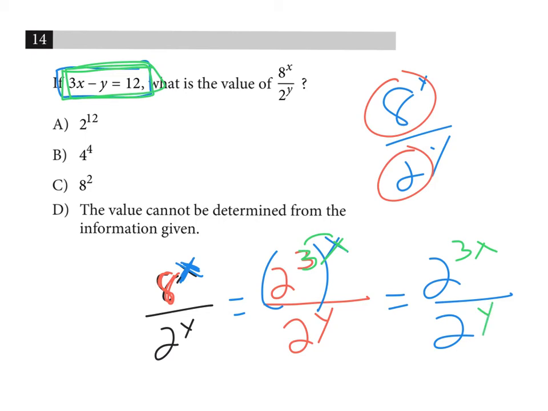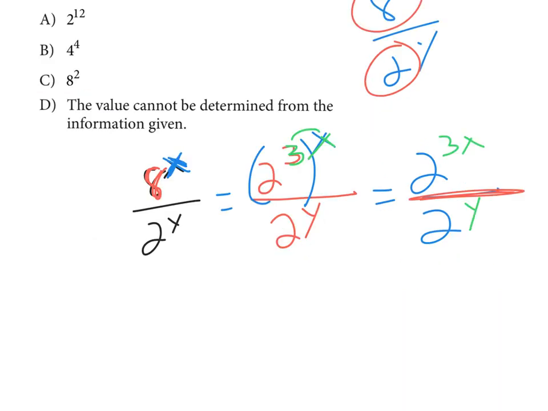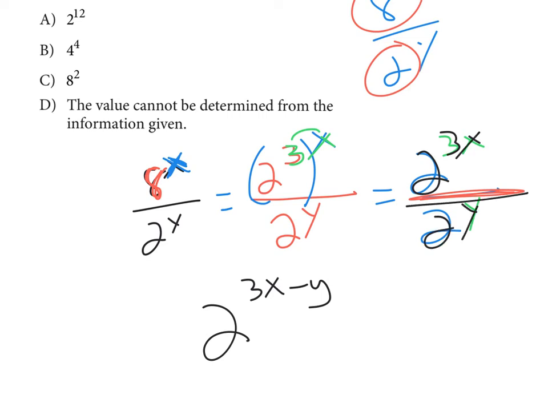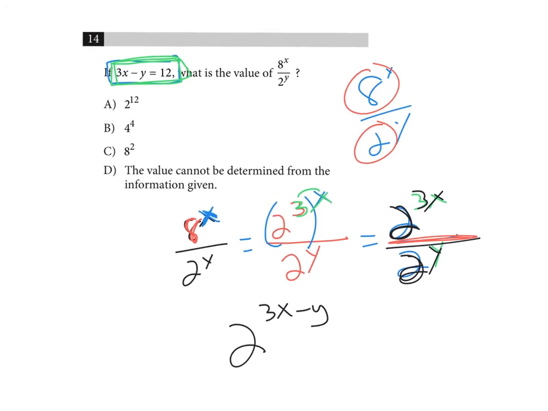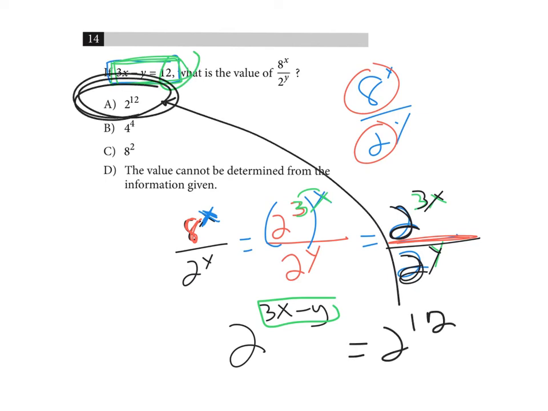And then here the exponent rule says when you're dividing, you subtract the exponents. So this here is the same as 2 to the 3x minus y. 2 to the 3x divided by 2 to the y. When you're dividing, you have the same base 2. You keep the base and you subtract the exponents. So here's where that 3x minus y comes in. Since they tell you 3x minus y is 12, this is the same as 2 to the 12th power, or answer choice A. So that was a question that used all different rules of exponents.